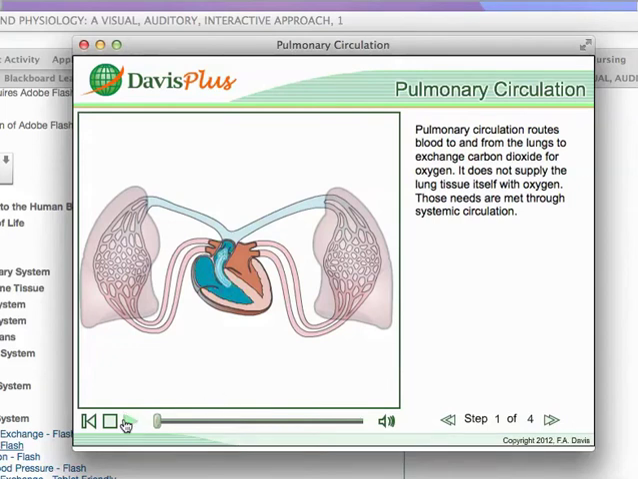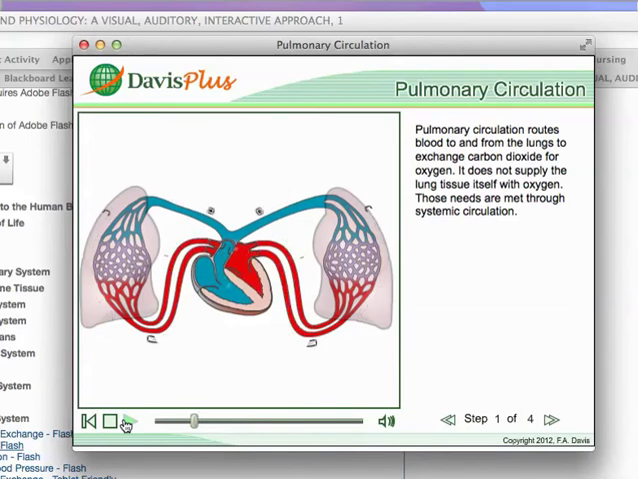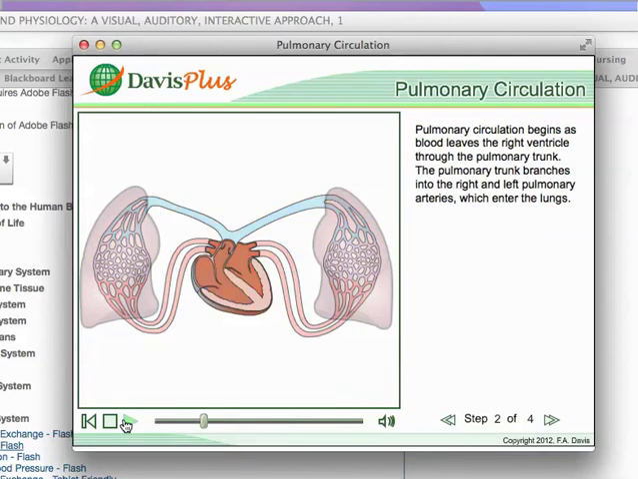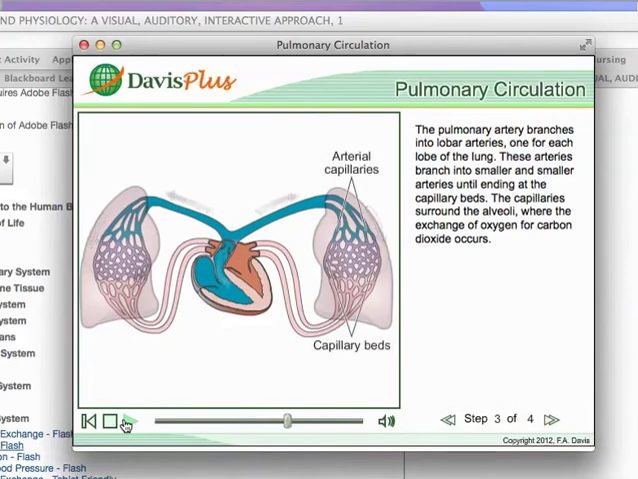Pulmonary circulation routes blood to and from the lungs to exchange carbon dioxide for oxygen. It does not supply the lung tissue itself with oxygen. Those needs are met through systemic circulation. Pulmonary circulation begins as blood leaves the right ventricle through the pulmonary trunk. The pulmonary trunk branches into the right and left pulmonary arteries, which enter the lungs. The pulmonary artery branches into lobar arteries, one for each lobe of the lung.